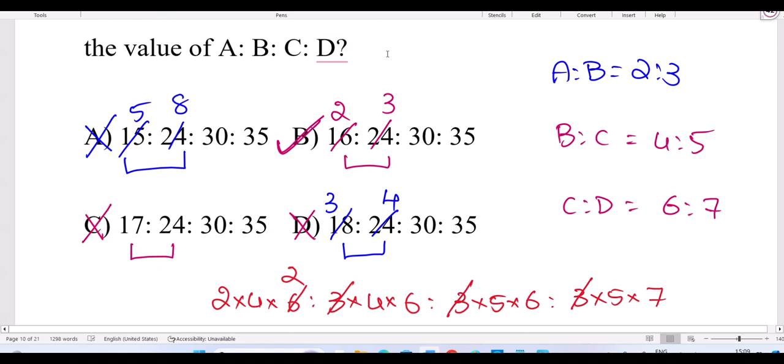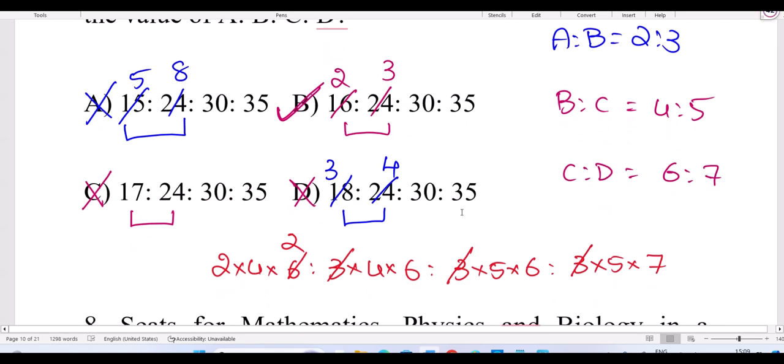Now what is left over is 2 into 4 into 2. That's nothing but 16. 4 into 6 is 24. 5 into 6 is 30. 5 into 7 is 35. That is why the answer is option B.